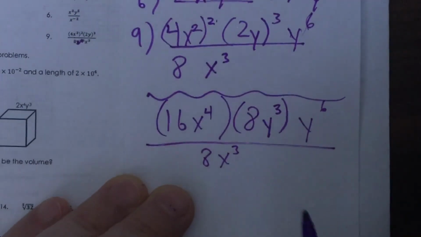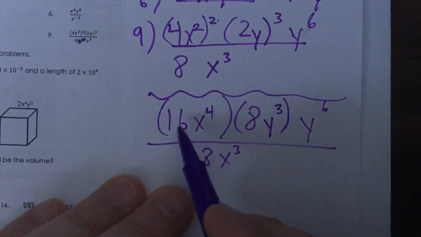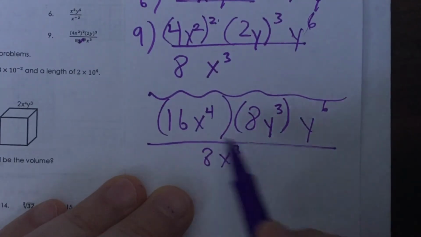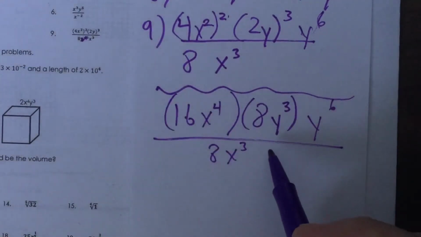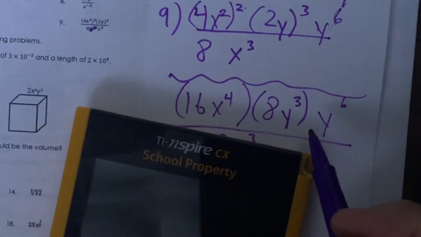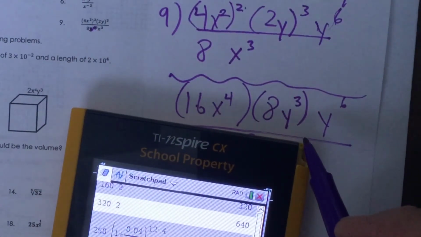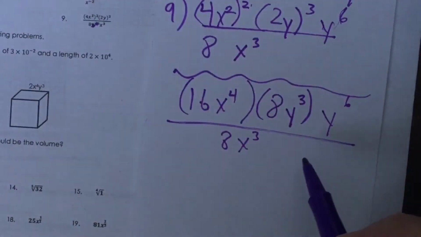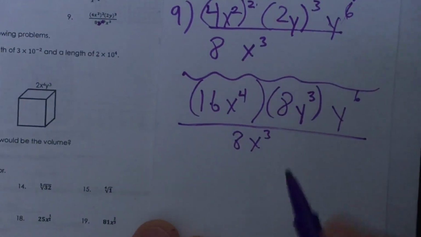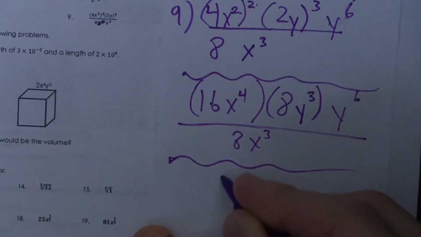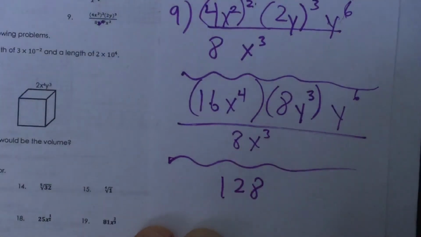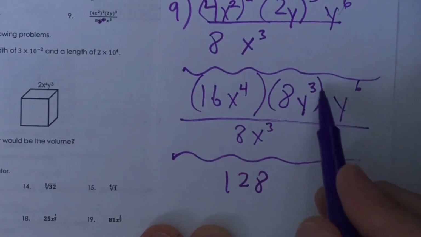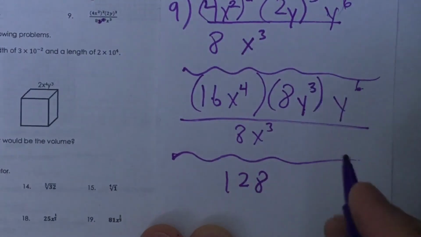Okay? Now I'm going to go ahead and multiply coefficients that I can multiply. All right? So I have 16 times 8. Let's go ahead and plug that in. 16 times 8 gives me 128. All right? So these coefficients multiply, give me 128. Okay, now what else can I combine? This y to the third is multiplied by this y to the 6th. I can add those exponents. That's going to give me y to the 9th.